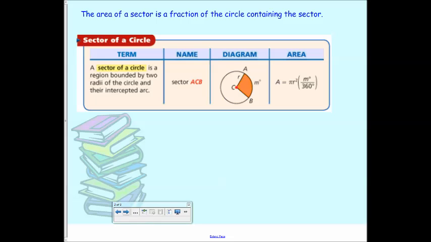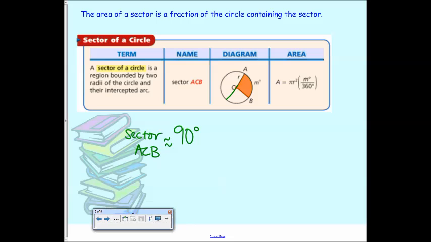So if you had to guess, about how many degrees do you think that would be? Well, the whole circle is how much? 360. So half of it would be how much? 180. So this would maybe be 90? Yeah, maybe about a quarter of the circle, right? So it'd be like 90 degrees. So we might say sector ACB is approximately 90 degrees, because it's about a quarter of the circle.